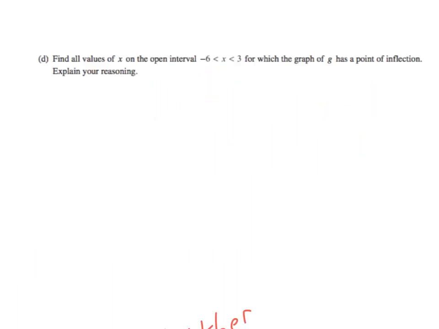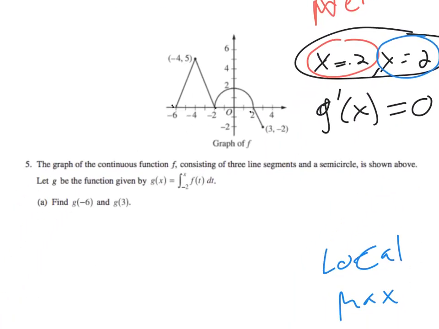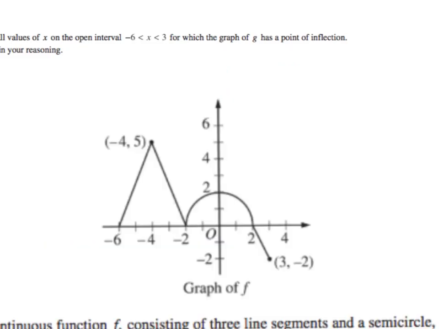Part D asks you to find values for which the graph of g has a point of inflection. So again, an inflection point is where the graph changes from decreasing slopes to increasing slopes, or the reverse. So let's pull that graph up one last time here. Here's the original graph, and we want to find out where the slopes go from increasing slopes to decreasing slopes for g. And remember, as we derived earlier, this is representing the derivative of that g of x function.